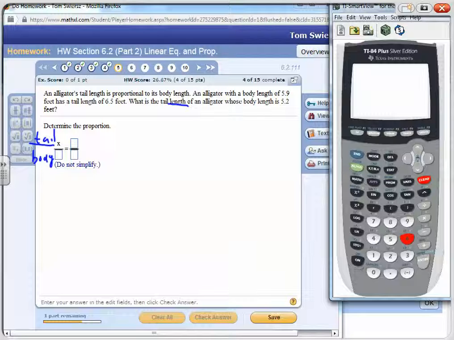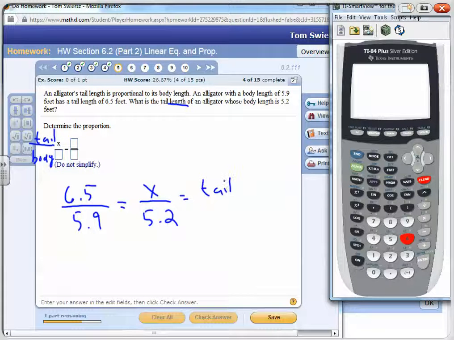So the one we're given is an alligator's body is 5.9. The tail is 6.5. The body is 5.9. Again, it's tail over body. What is the tail length? We don't know, for a body length of 5.2. So there's the correct proportion. So x over 5.2 equals 6.5 over 5.9, to set it up as tail over body. Okay? You just got to be consistent.